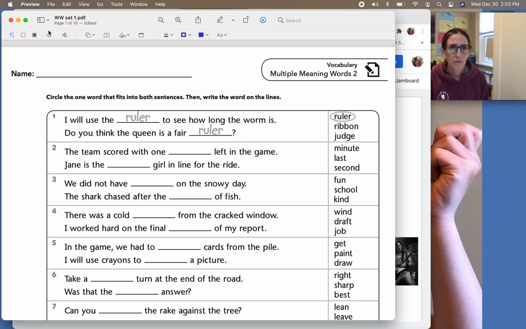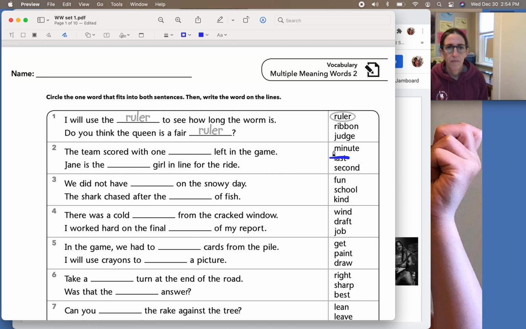So here's what you want to do. The team scored with 1 minute left in the game. That could work. The team scored with 1 last left in the game. That doesn't make sense, so I'm going to go ahead and cross that one off because I don't think that'll work. The team scored with 1 second left in the game. Okay, both of those work. So I'm not going to pick yet because I want to make sure it fits in both sentences.